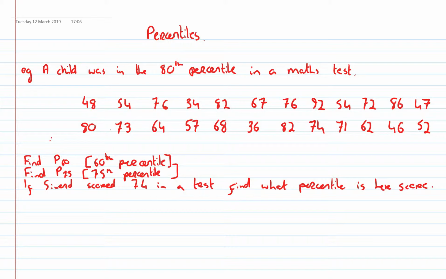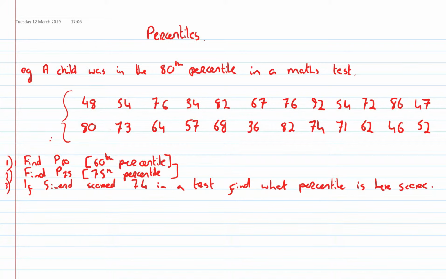That means that child did better than 80% of the other people in the test. So the best thing I can do to teach this is to do 3 questions, and it'll be self-explanatory after that. Now the first question says, find P60, which is the 60th percentile. What that means is find the number that's bigger than 60% of the rest of the numbers. So let's look at this data here.